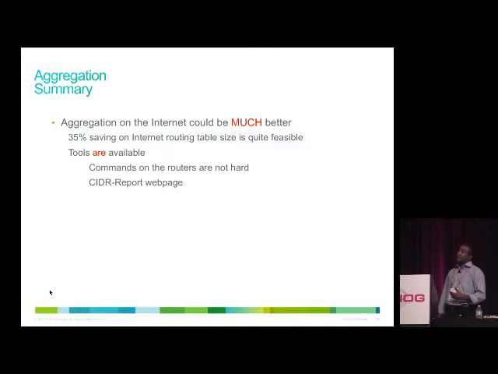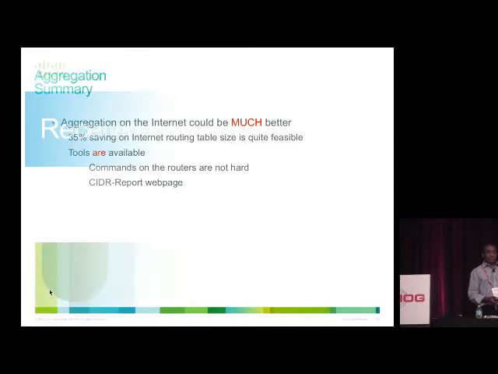So the next message is that aggregation on the internet could be much better than what it is today, and it can be reduced by up to 35%. There are tools and available commands to analyze and implement these changes, but still you see a number of people doing a lot of deaggregation.